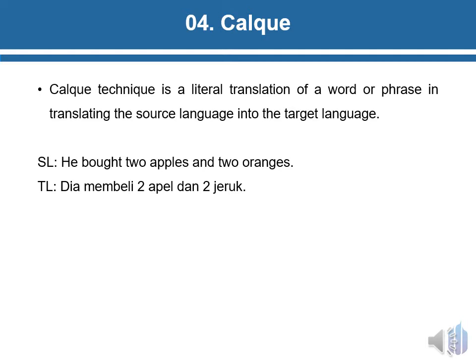For example, "he bought 2 apples and 2 oranges." Without any contextual influence, here you can translate that literally: "Dia membeli 2 apel dan 2 jeruk." Ya, atau kalau mau dibuat lebih berterima lagi, mungkin bisa digunakan "dia membeli 2 buah apel dan 2 buah jeruk." Seperti itu.